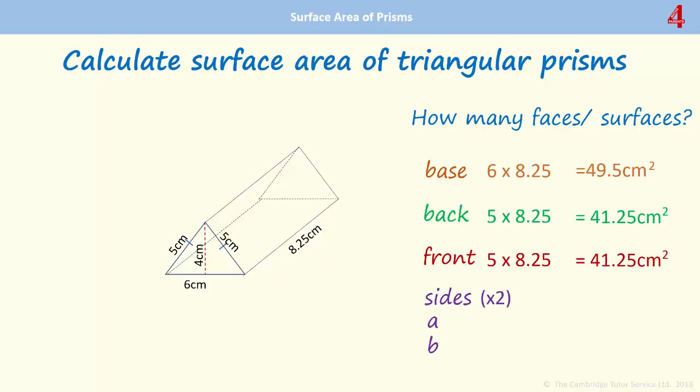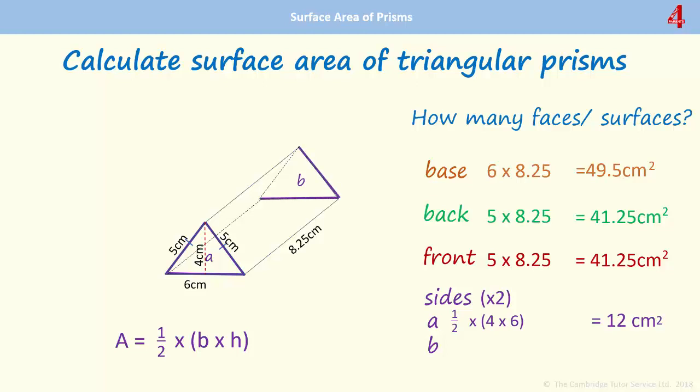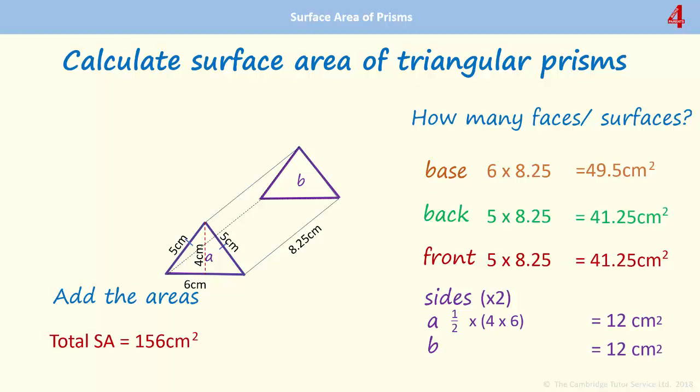With this triangle, try not to get confused with the length of the side, which is 5 centimetres, and the actual height of the triangle. It's the height we need to multiply by the base. So the base is 6 centimetres and the height is 4 centimetres. 6 times by 4, that's 24. Half that, that's 12. And we have two triangles the same. So there will be another area of 12 centimetres squared. And again, add those areas together, and the total surface area of this triangular prism is 156 centimetres squared.